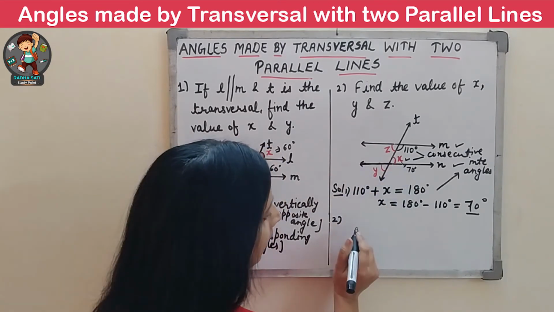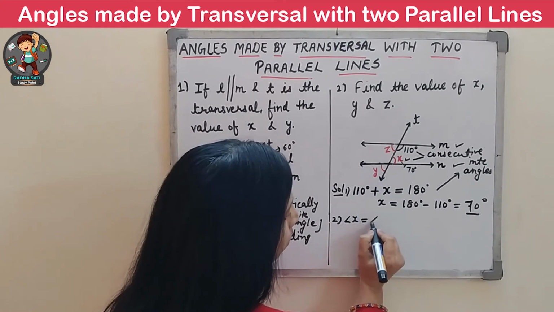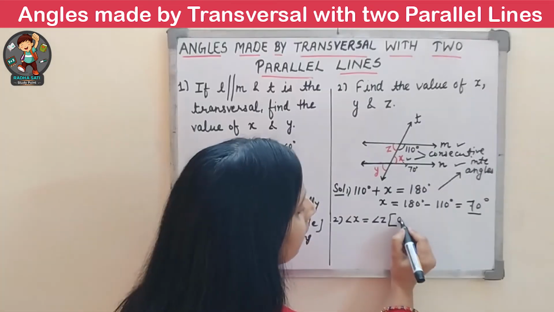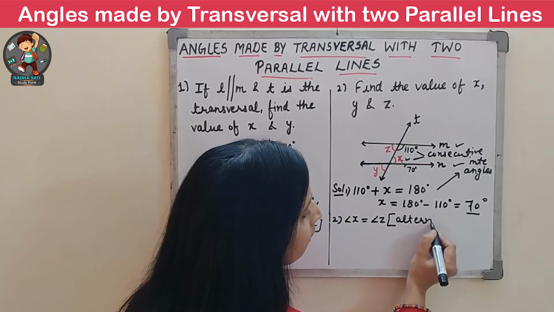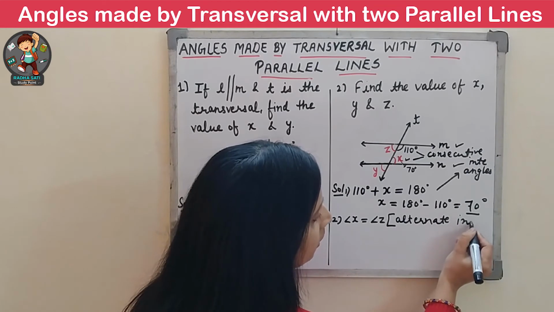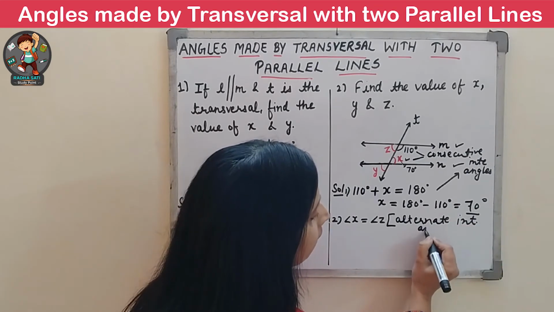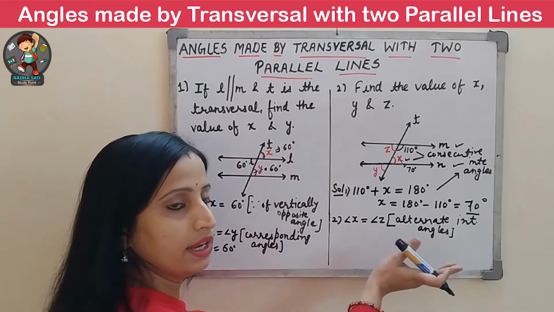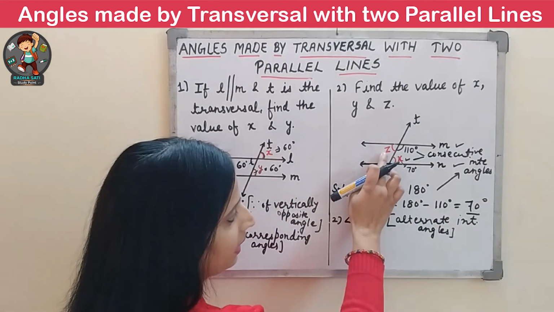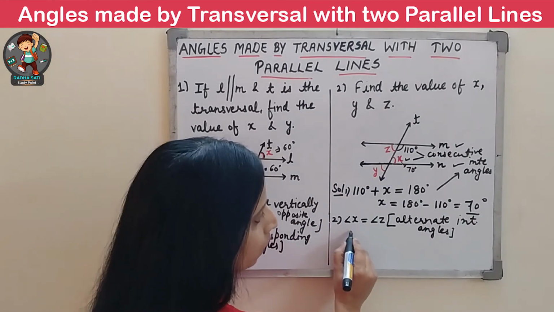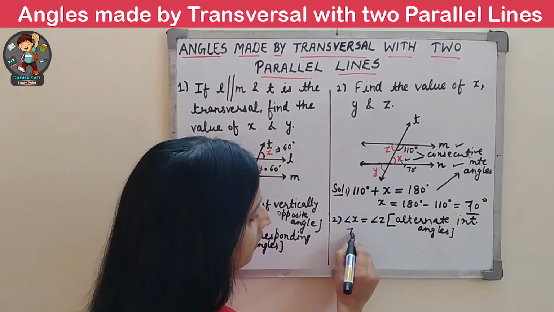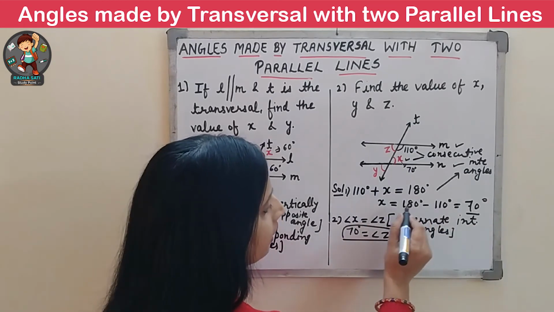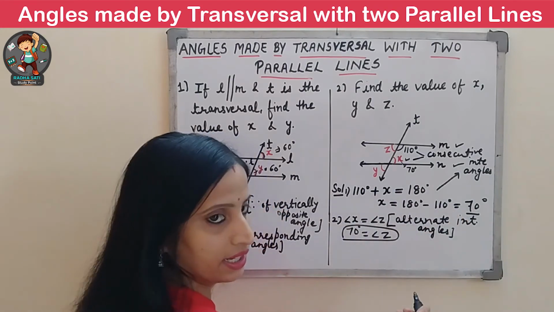We know that angle X will be equal to angle Z because they are alternate interior angles. I am writing interior angles in short form, and alternate interior angles are always equal. So since X is 70 degrees, angle Z will be equal to 70 degrees.